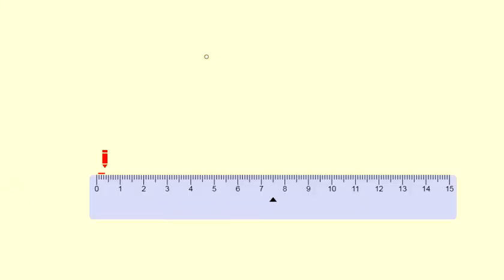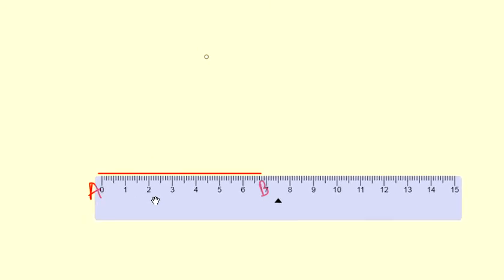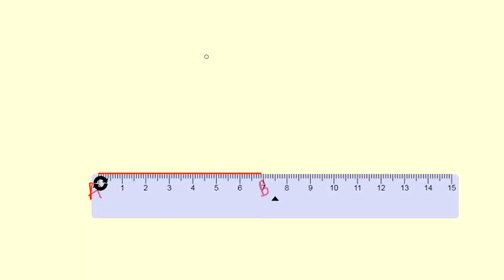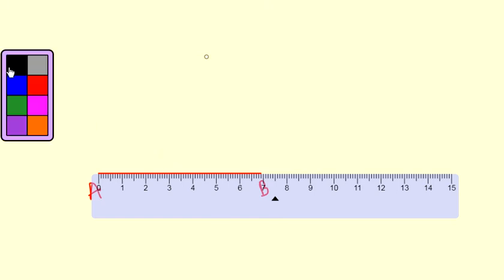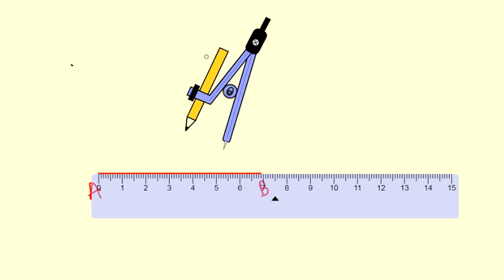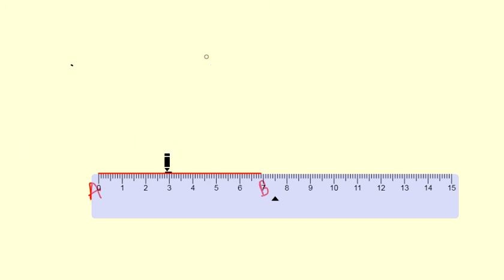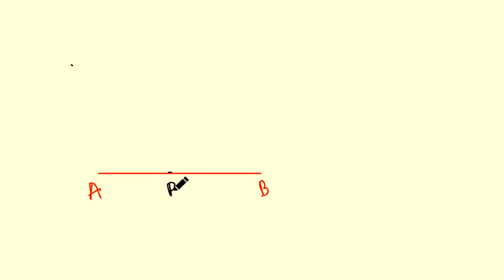Question number 5, draw line segment AB. So first draw a line segment AB, 7 centimeter. This is A and this is B. Mark a point P on AB such that AP equals 3. Now from this center A, at 3 centimeter we have to mark a point. This is your 3 centimeter. I'm just marking it, and this point is P.